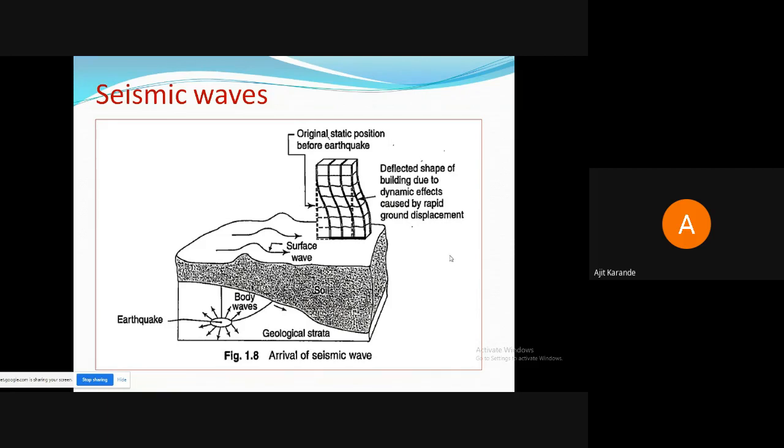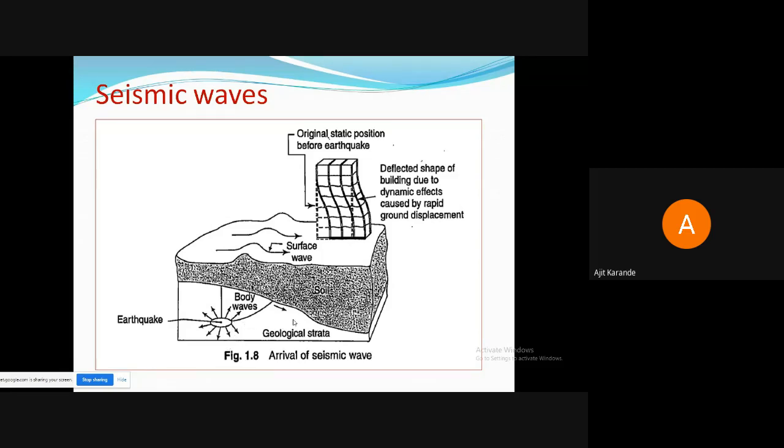As far as seismic waves are concerned, there are two main types of waves. First one is the body waves and second one is the surface waves. Here you can see how the body waves are propagated and how the surface waves are propagated. Surface waves are only propagated on the topmost portion of the earth surface, and the body waves, you can see at the bottom where the epicenter is located. From this epicenter, body waves are propagated in different directions.